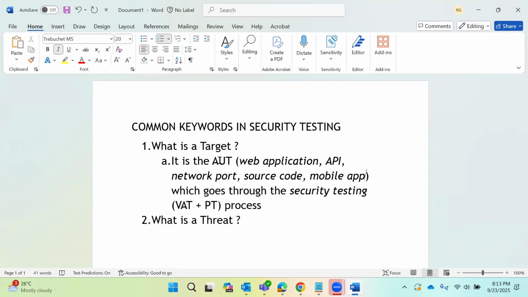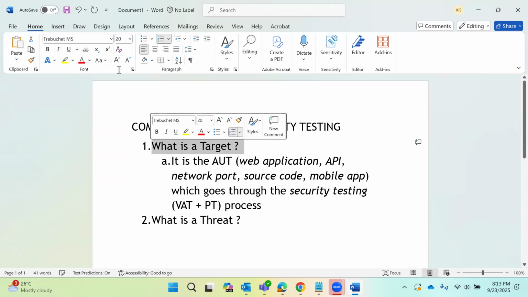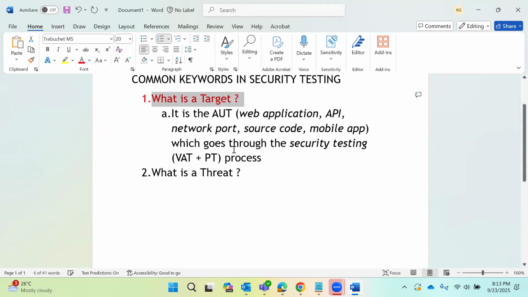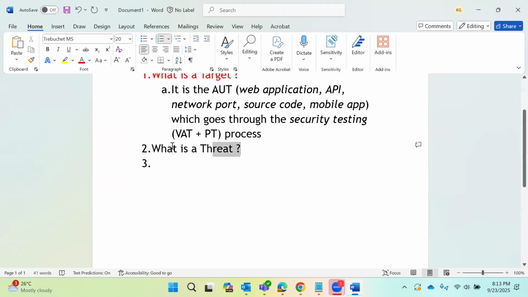Your project is nothing but your target. Am I clear here, guys, on what is a target? I don't see any answers. Any questions, anyone? We can unmute as well. Okay, 2 confirmations on the chat.